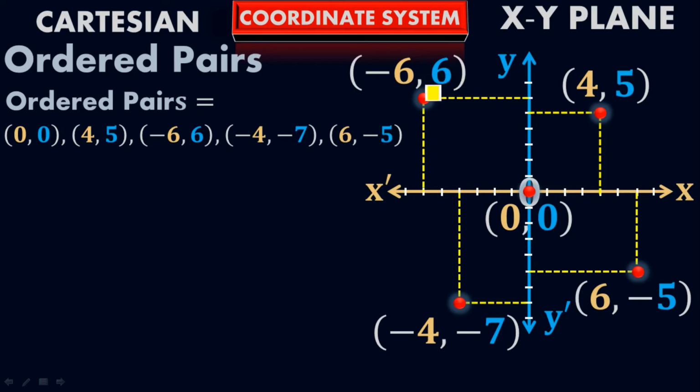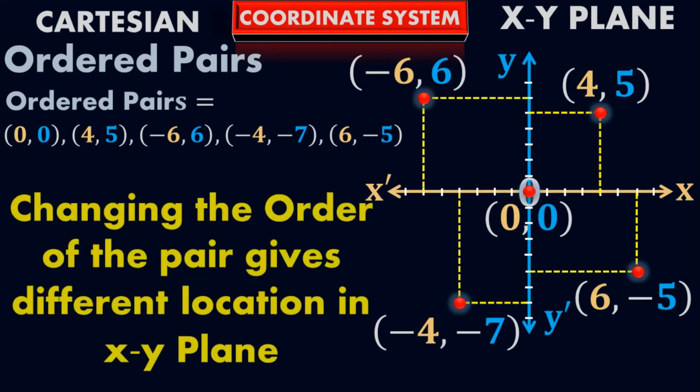But what about changing the ordered pairs? For example, if we change the order for this ordered pair, like positive 6 for the x value and negative 6 for the y. Now what will happen if we change the order of this pair, like positive 6 for the x and positive 4 for the y? Similarly, negative 7 for the x, negative 4 for the y, negative 5 for the x and 6 for the y. It will change the location of the point in the XY plane. So we can write that changing the order of the pair gives a different location in the XY plane.